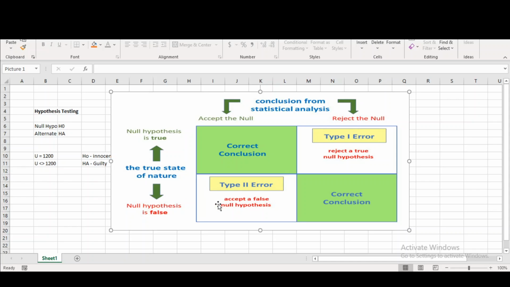Now if that person does not pay the loan, and in my hypothesis I am also rejecting it, then that is my true condition. So this diagonal box is for the true condition. If I am rejecting my null hypothesis, whereas in the true condition the person was paying the loan, at that time type 1 error will arise. In the true condition the person will not be able to pay the loan, but I am accepting he will pay the loan, at that time type 2 error will arise.